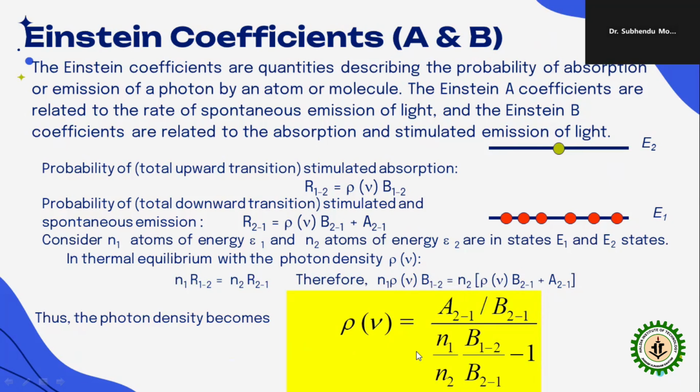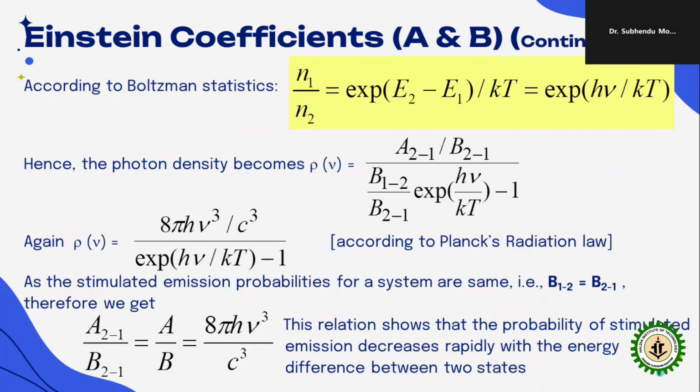Here the photon density is A21 divided by B21, and the whole divided by N1 by N2 into B12 divided by B21 minus 1. This is what is crucial in this treatment. Here the stimulated process, whether it is absorption or stimulated emission, has a probability depending on the photon density, that is rho nu. To simplify this equation, we need to know N1 and N2.